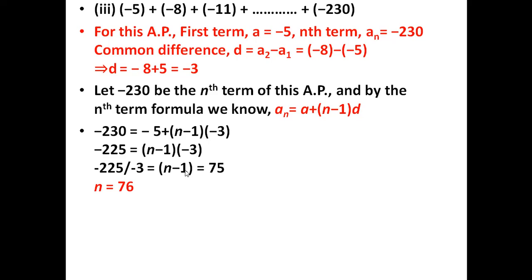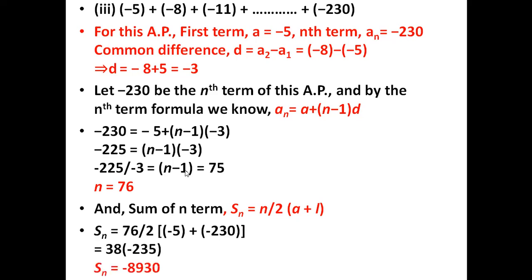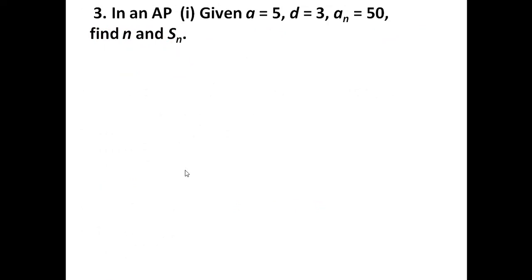So 76 is the n value, so put that in the formula of Sn. Sn equals n by 2 into a plus l. If you put that in the formula, you will get the Sn value as minus 8930. Then third problem: in an AP given a equals 5, d equals 3, an equals 50, find n and Sn.